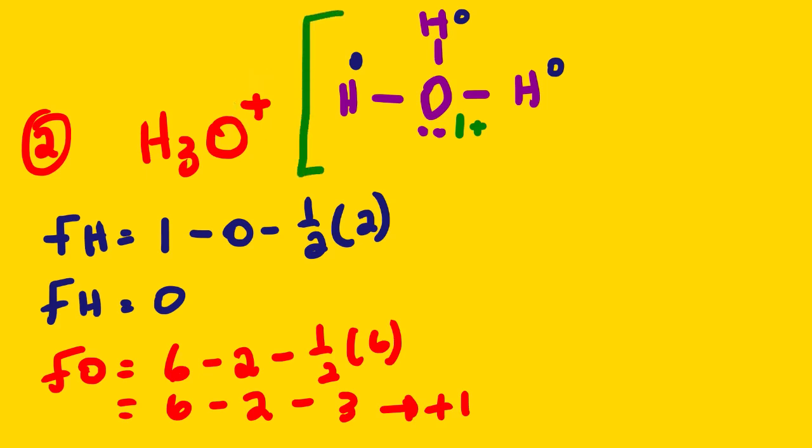That is why we put this inside a bracket, and then we simply remove this charge here, then we put it here. This 1 plus comes from the formal charge of oxygen.